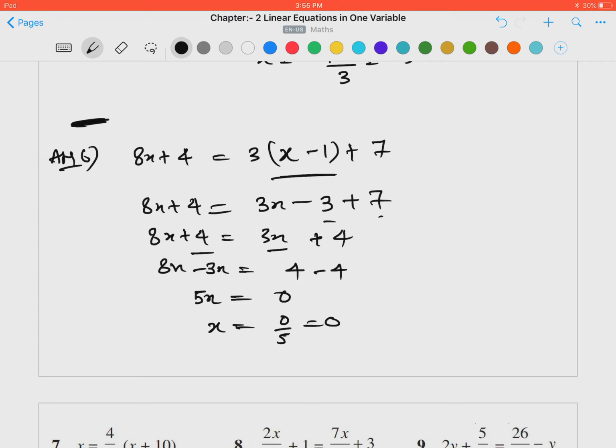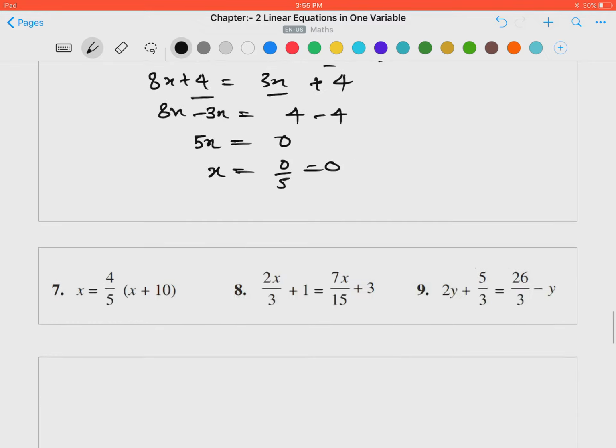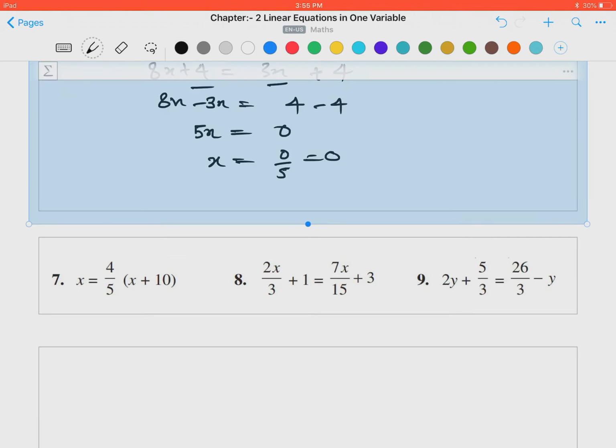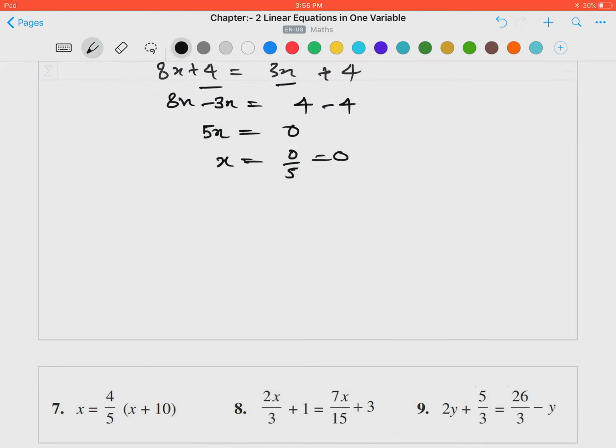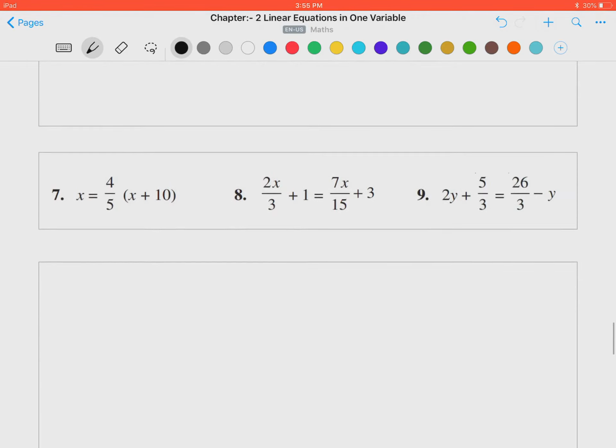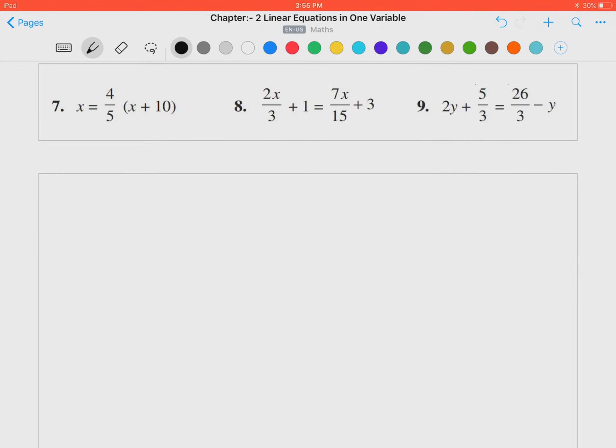Okay, now we have solved this. You can check the answer by putting the value of x on both sides of this equation. You will find the required result. Okay, moving ahead to the next question. Again, I'm leaving this because you have to check the answer by yourself now for all the remaining questions. I will give you the solution of the equation and you will check the answer by yourself.